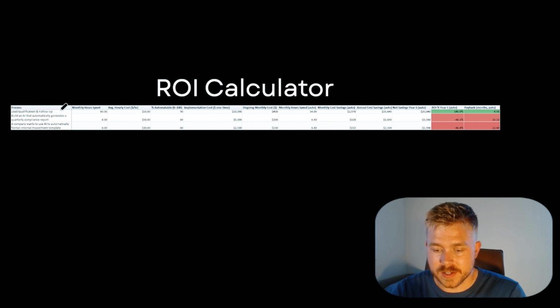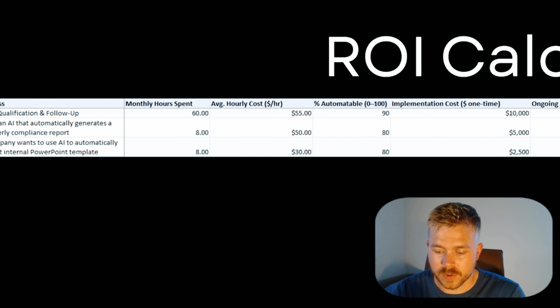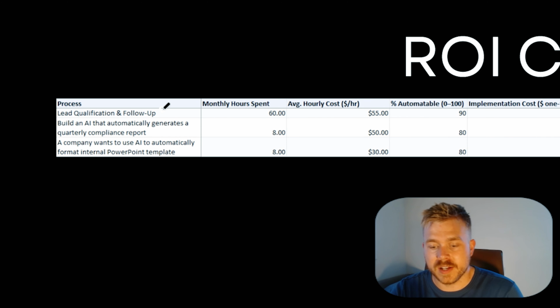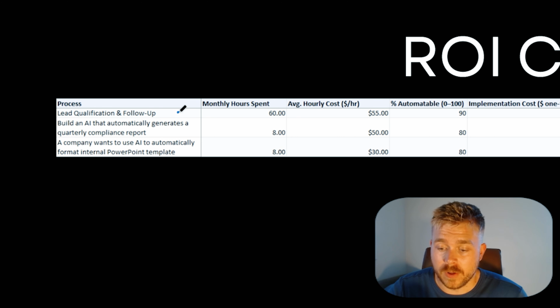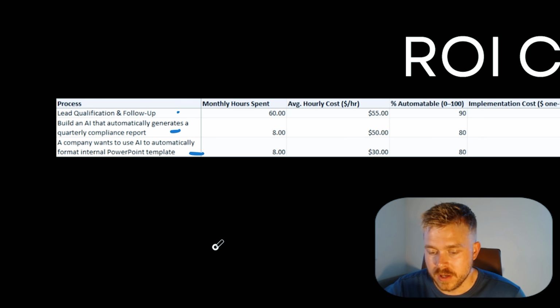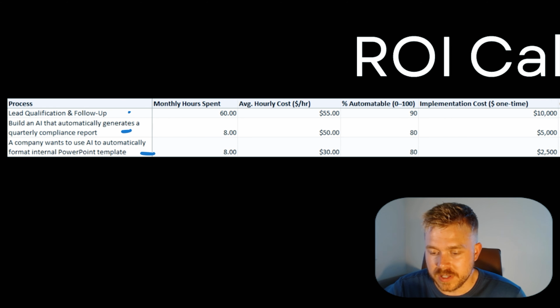But basically what it is, it allows us to list out the different requirements that we surface as processes. So we have our lead qualification and follow up, we have our quarterly report, and we have our internal PowerPoint templates. So, what we need to do is fill in some values here.